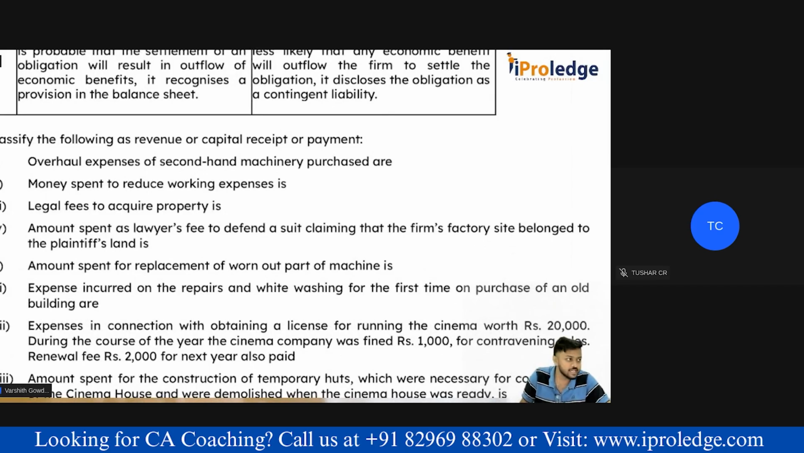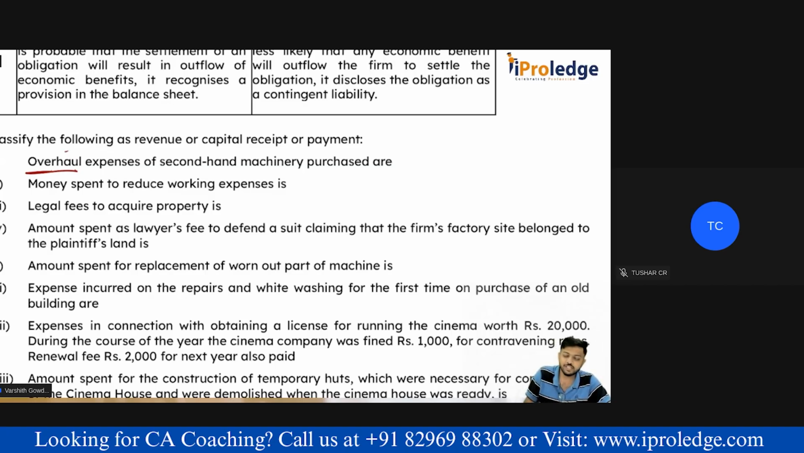There are many things here. Some of it we'll see as an example. First, overhaul expenses of second-hand machinery purchased. What is overhaul? It is making the asset ready to use. See, when you buy second-hand machinery, will it be 100% perfect? No. You should also get it repaired.